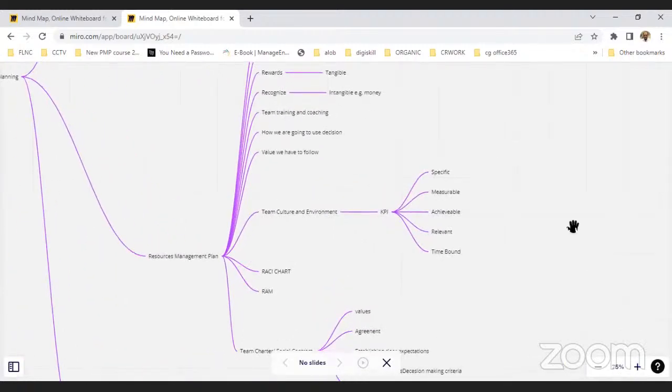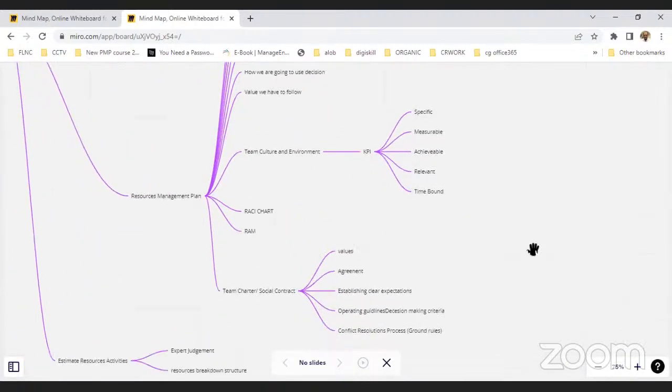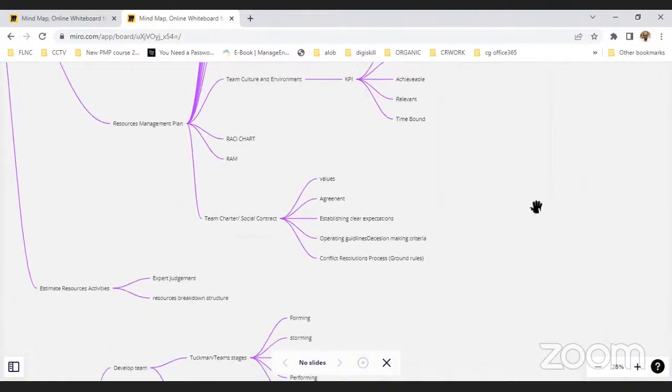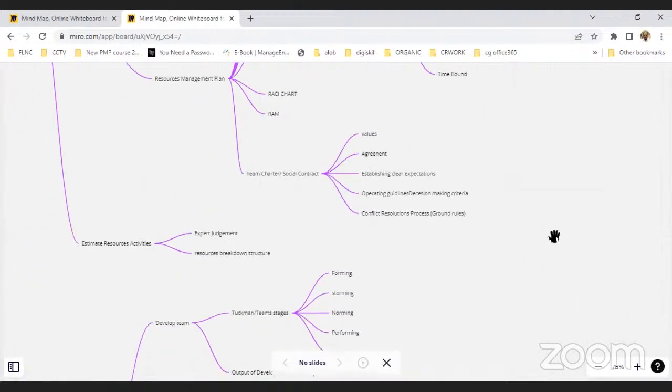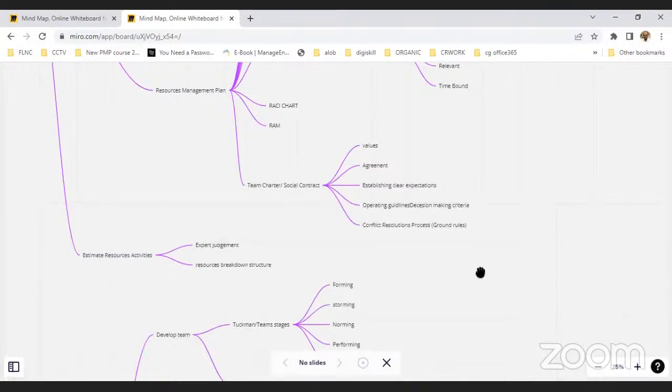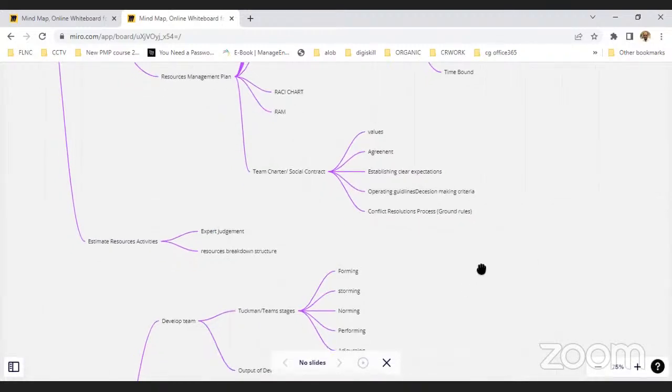Inside the RMP, resource management plan, we have the RBS charts and RAM. We have the team charter and the social contract, with the values, agreement, establishing expectations, operating guidance, decision-making areas, and conflict resolution process boundaries. Under the planning, we have the estimates for resource activity, that is expert judgment, and the resource breakdown structures.